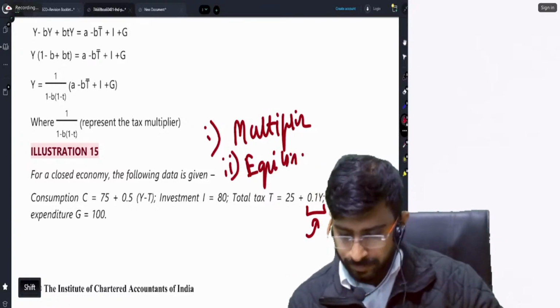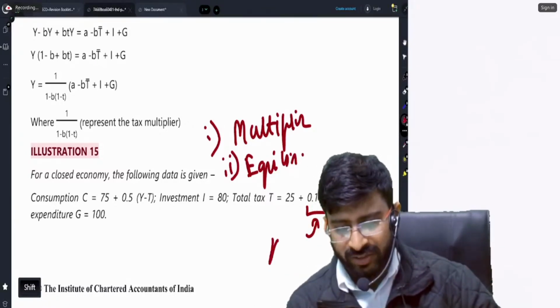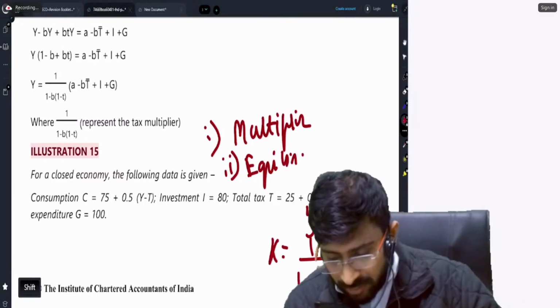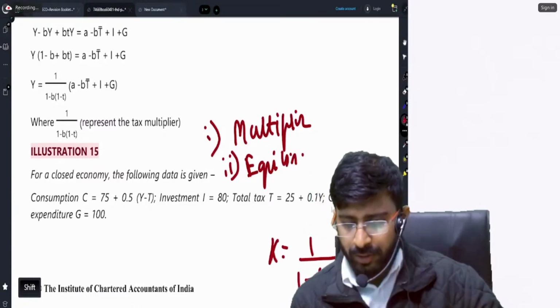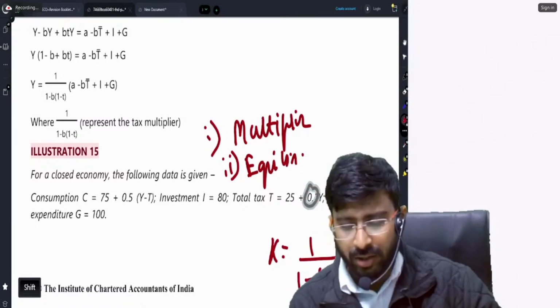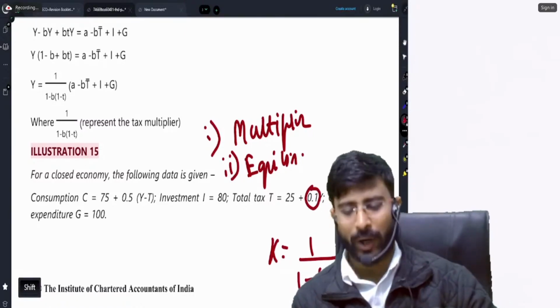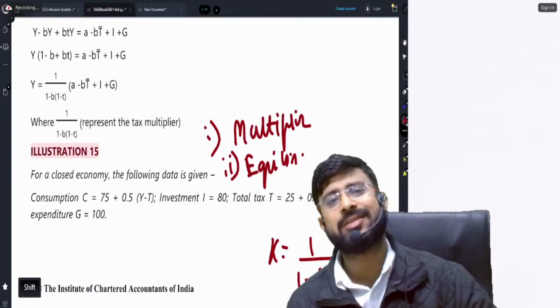So remember, in such a scenario, the multiplier formula changes. What does it become? It becomes 1 by 1 minus b, that's okay. But the variable portion becomes 1 minus t. So this we deduct. That is 0.1. As this is dependent on the income level, we deduct this portion. So the multiplier formula changes in that scenario.